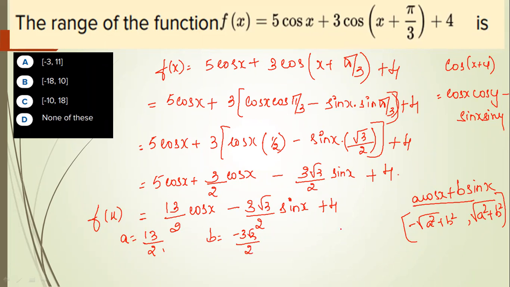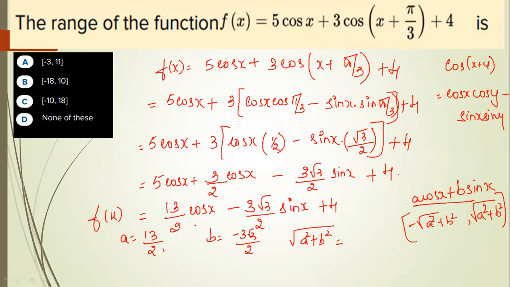Okay. So you find what is square root of a square plus b square. What is the answer of square root of a square plus b square, students? Quickly you should answer. This is such a simple mathematical step. Put a is equal to 13 by 2. Put b is equal to minus 3 root 3 by 2. I need the answer of square root of a square plus b square. What is the answer?